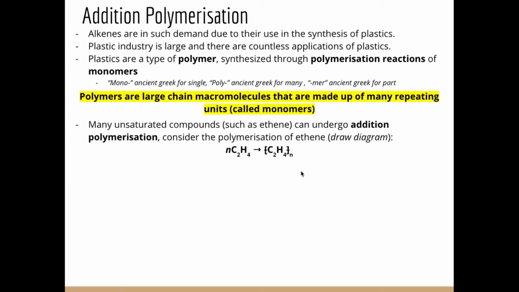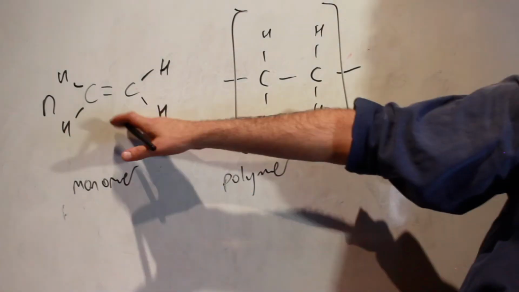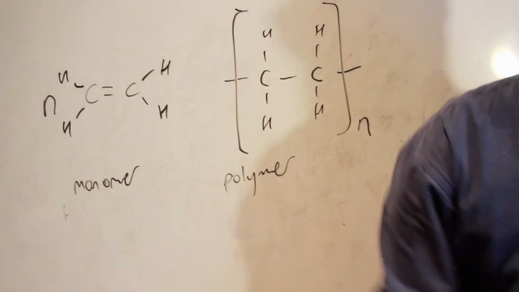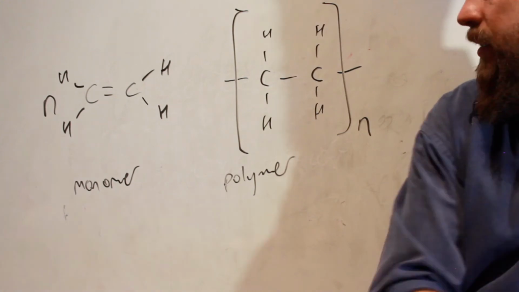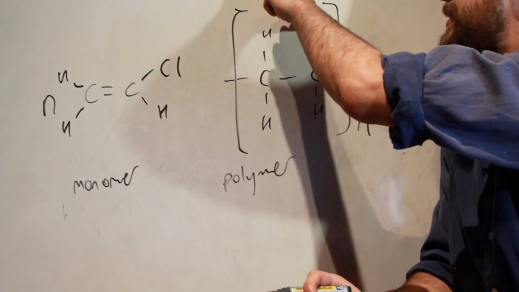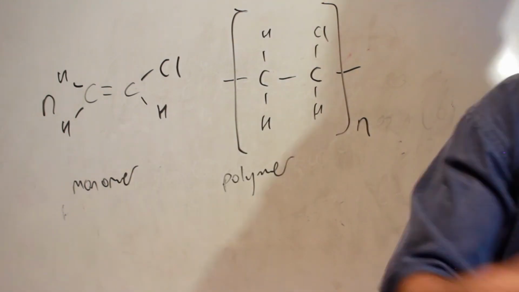Okay, what do I have here? Polymerization is a type of addition reaction where atoms are adding across the pi bond of the alkene. The repeat unit of a polyalkene, so many alkenes from a monoalkene, I suppose, or just an alkene, is the same as the monomer, only without the double bond. So essentially, you're just converting your alkene into an alkane. Exactly the same, we've got the same things coming off. If we were to make this a little bit more complicated, let's say my monomer had a chloro there, it would be the same up here, only instead of having the double bond, we've got the single bond. So it's just whatever your repeating unit is, repeated many, many times.